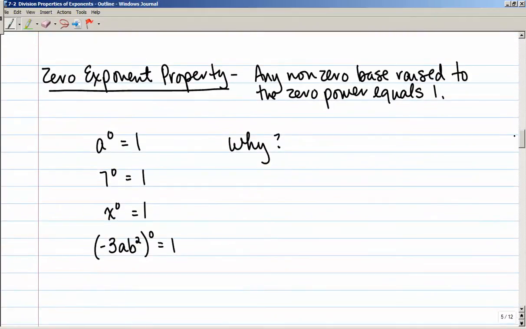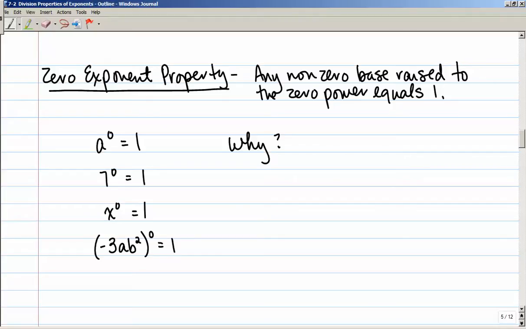Next property is really easy. The zero exponent property. Any non-zero base raised to the 0 power equals 1. In other words, anything raised to the 0 equals 1. a to the 0 is 1. 7 to the 0 is 1, x to the 0 is 1, even some complicated expression raised to the 0 is 1.